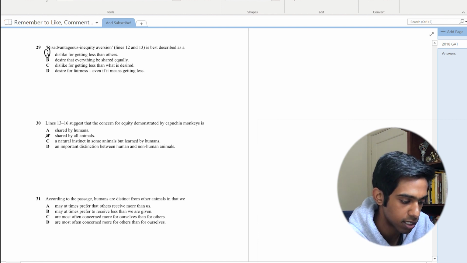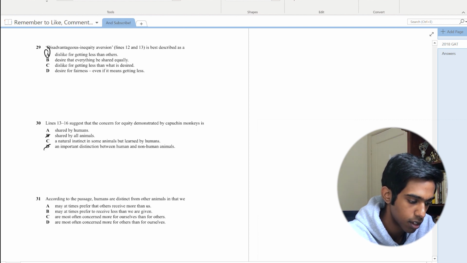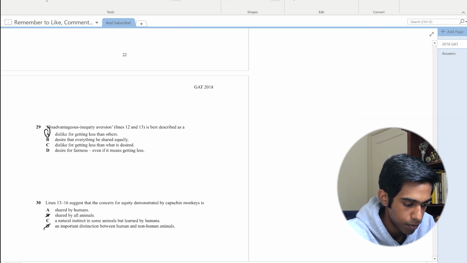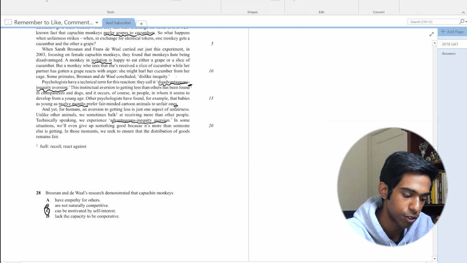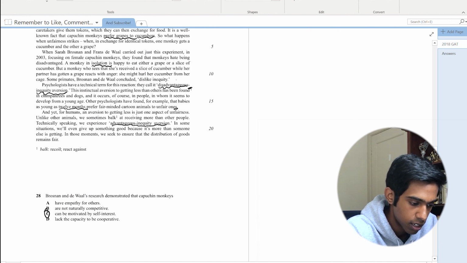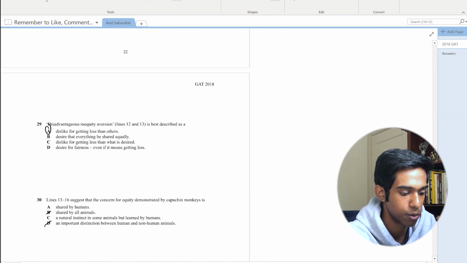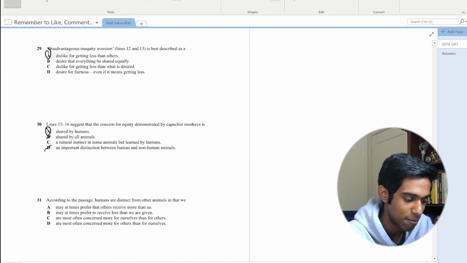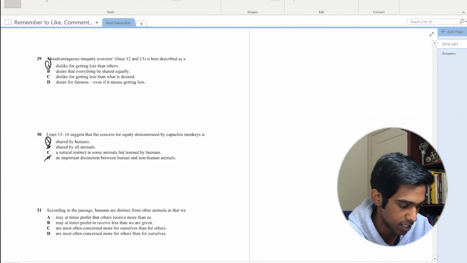A natural instinct in some animals, but learned by humans. It's definitely not D, so it's either A or C. The concern for equity demonstrated by capuchin monkeys is demonstrated by humans. Yes, it occurs in people, in whom it seems to develop from a young age. So yeah, I think it is A. I'm not sure if this is a bit of a trick question, but I do think it's A.